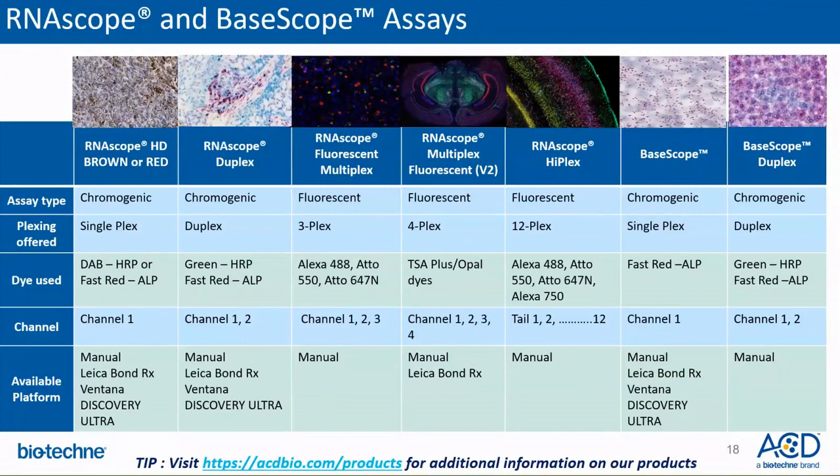If your target of interest is shorter than 300 base pairs, it is below the RNAscope detection limit, and in such situations, BaseScope would be the right choice for you. Currently, BaseScope is available on both manual and automation platforms. If you're interested in the automation platform, please contact your local account manager. We have local field application specialists who are available for training you and also troubleshooting on the automation platform.